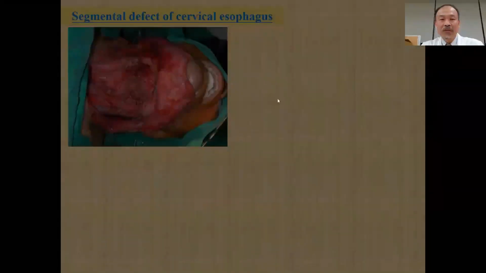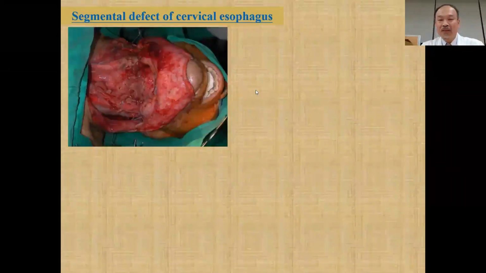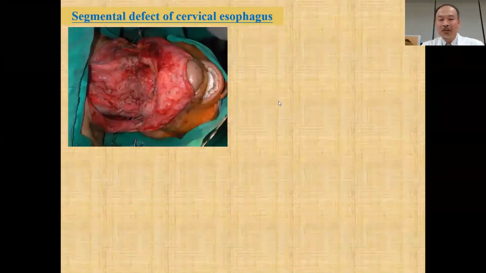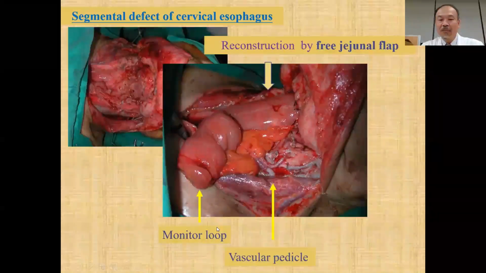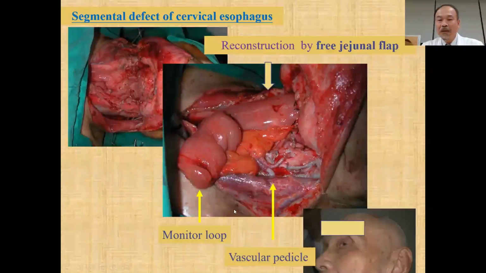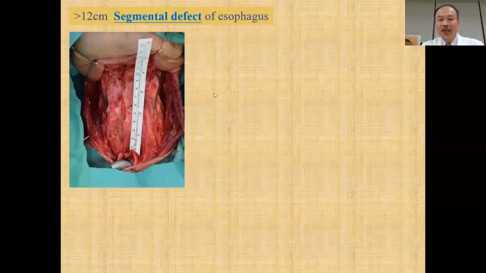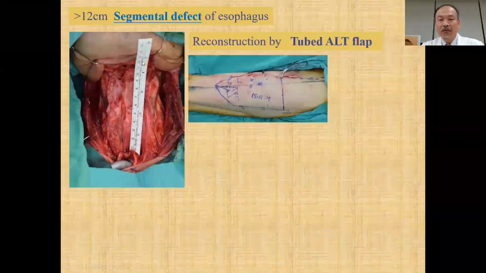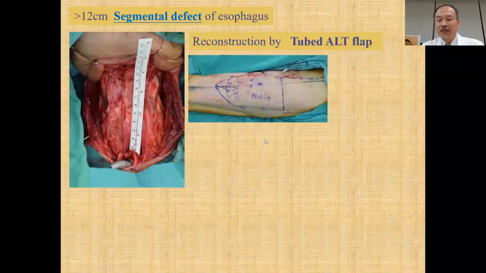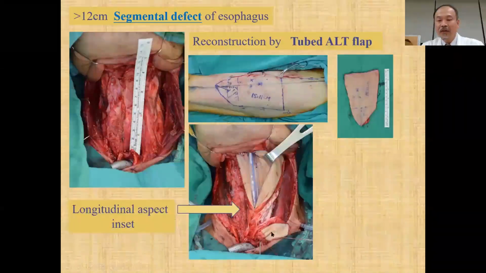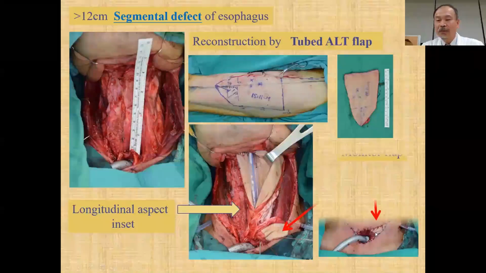And here we see a segmental cervical esophageal defect. As Dr. Foreman mentioned, we traditionally use the pharyngeal flap to reconstruct the defect, to bridge the esophageal defect. And here is the pedicle and the monitor loop. And here's the outcome. And sometimes we use the pre-tubed LT flap to reconstruct the defect, especially for a very long esophageal defect. We need to design a longitudinal tubed LT flap to reconstruct the defect, and also we externalize the skin paddle for monitoring.